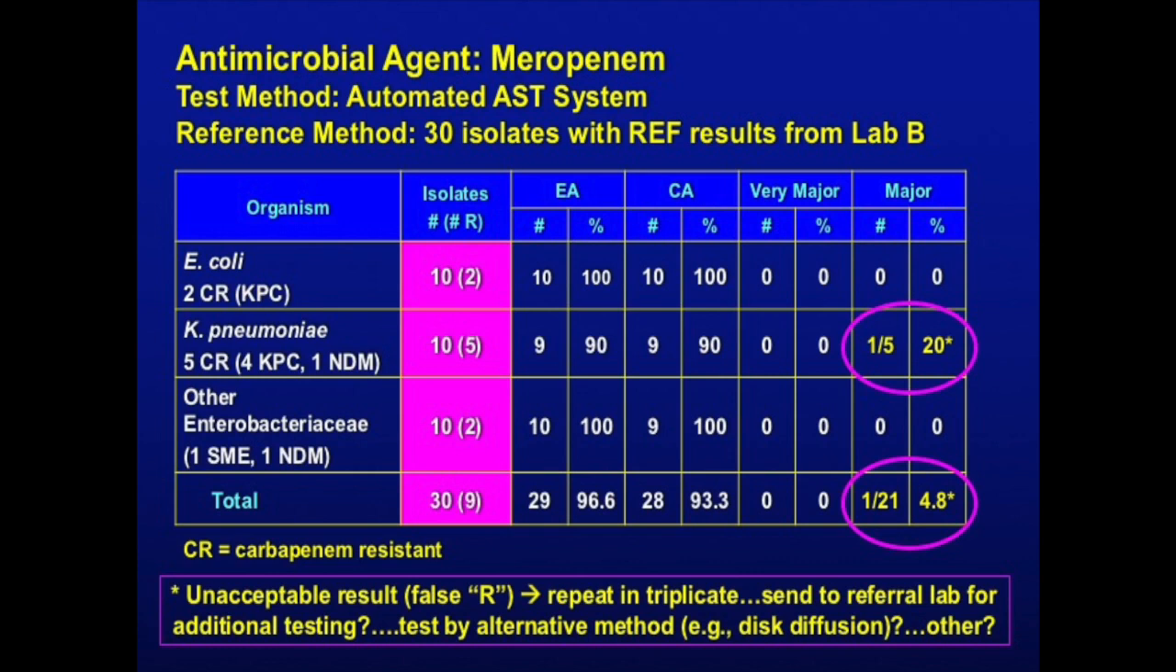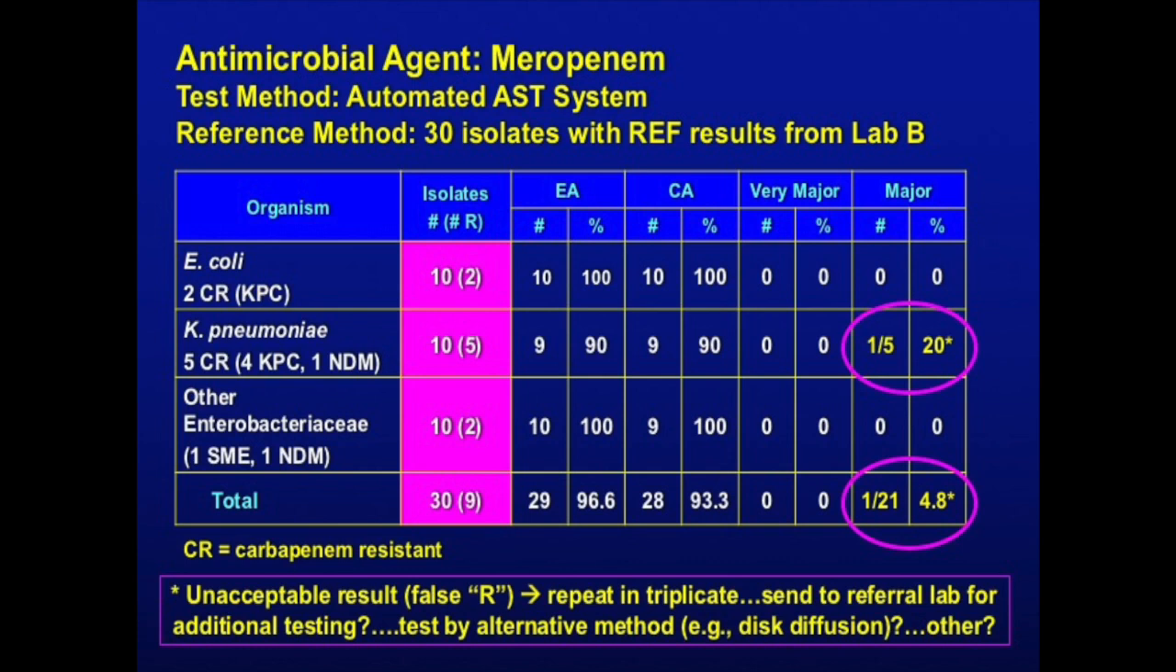So among the 10 E. coli, which included 10 that were KPC producers, all performed fine with no errors, as did the 10 isolates in the other Enterobacteriaceae group. However, if you look at the 10 Klebsiella pneumoniae, one of the 5 carbapenem susceptible isolates gave a false resistant result for a major error rate of 20% among the Klebsiella. Now, if you look at all 30 isolates tested, the essential agreement and the categoric agreement were greater than 90%. But again, among the 30 isolates, which included now 21 susceptible strains, one of the 21 was false resistant for an overall major error rate of 4.8%.